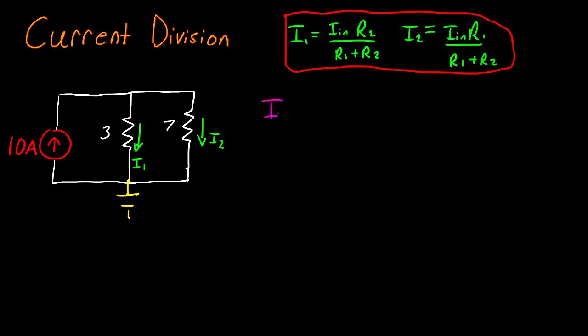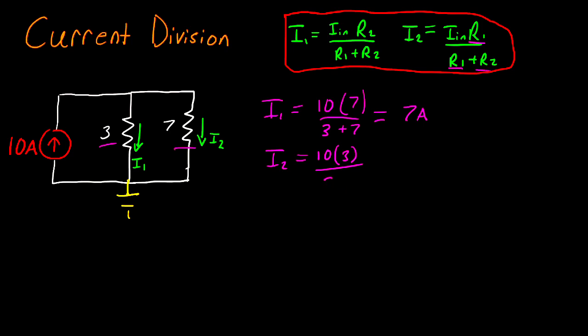That would give us that I1 is equal to I in, which is 10, which in this case is going to be the opposite resistor, so this is going to be multiplied by 7, divided by R1 plus R2, so that's 3 plus 7, and that is going to give us a value of 7 amps. Moving on to I2, this is going to be our input current, 10, multiplied by R1, the opposite resistor, multiplied by 3, divided by R1 plus R2, so 3 plus 7, and that is going to give us 3 amps.